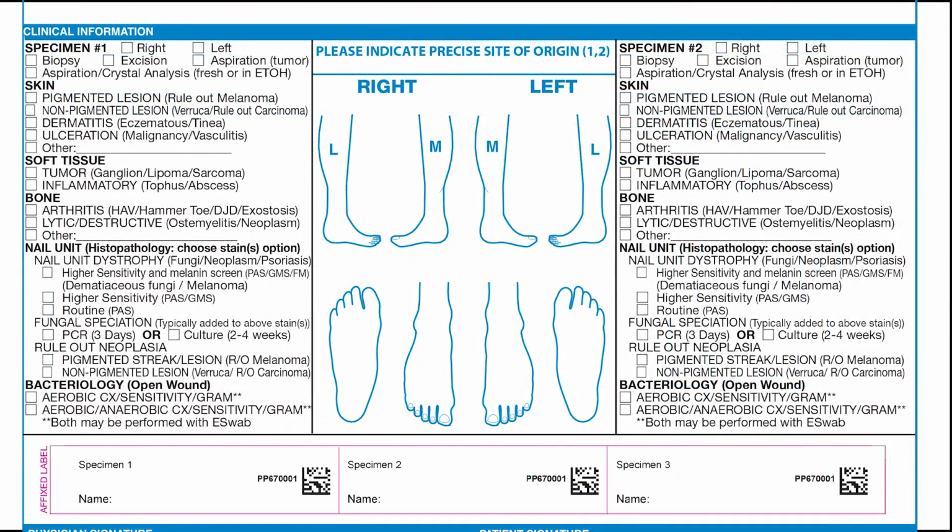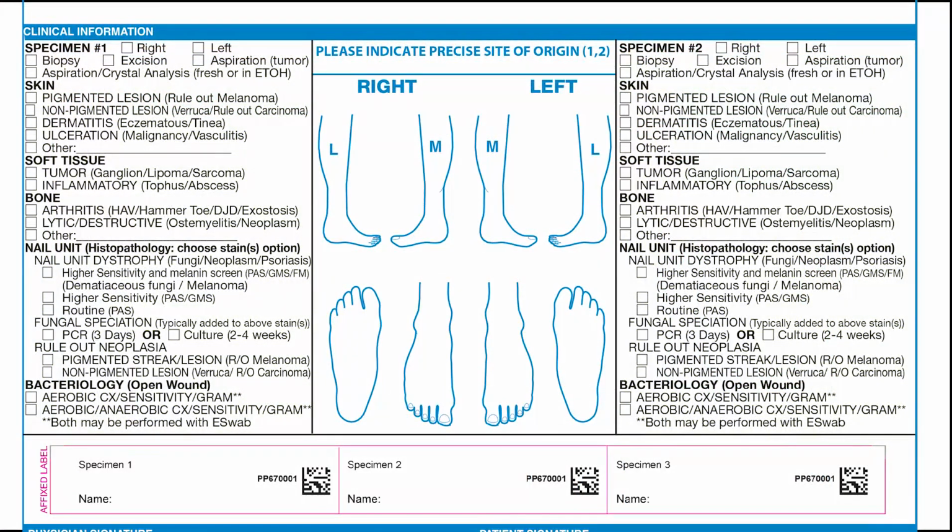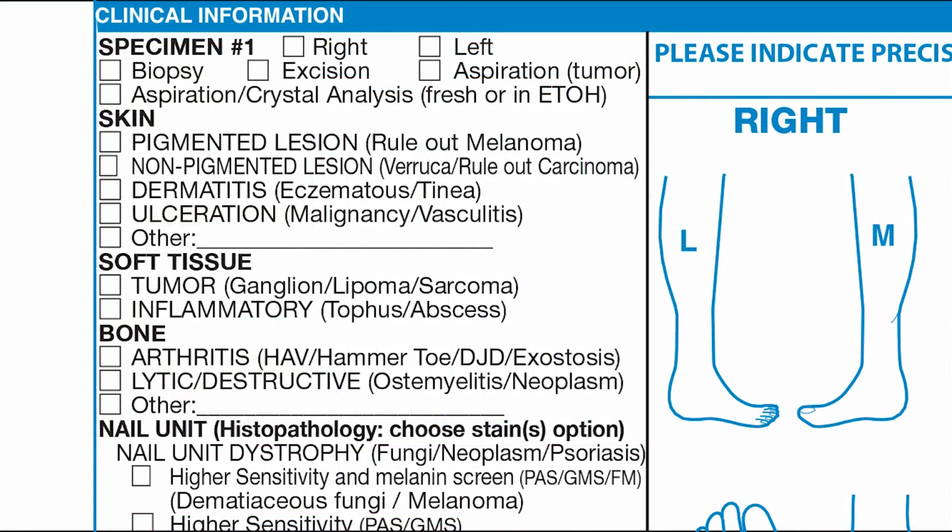The specimen area is broken into two identical sections, allowing you to submit specimens in a variety of ways. Generally, if only 1 to 2 specimens are submitted, then please use the specimen number 1 side and the specimen number 2 sides to indicate, first, specimen number 1. Select right side or left side. Select the appropriate procedure such as biopsy, excision, or any other procedure, tissue type, and testing. Repeat the same process for specimen number 2, if applicable.